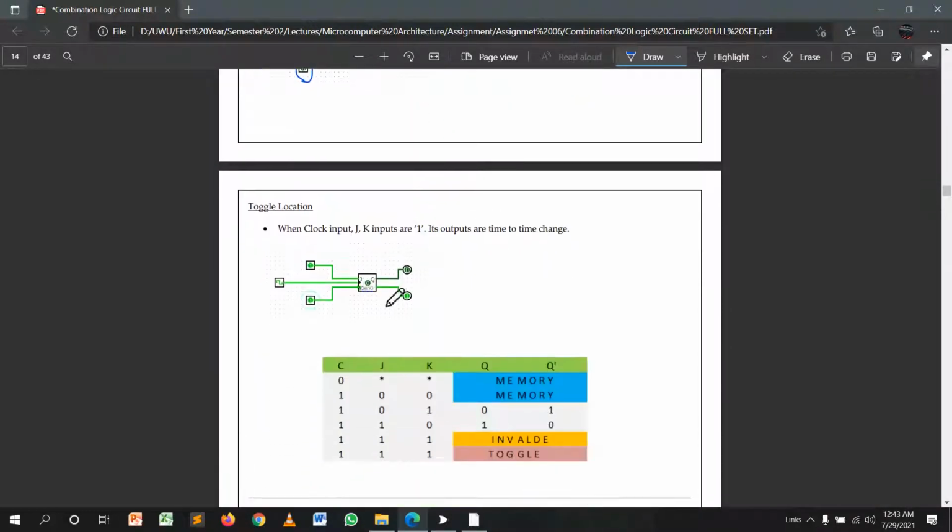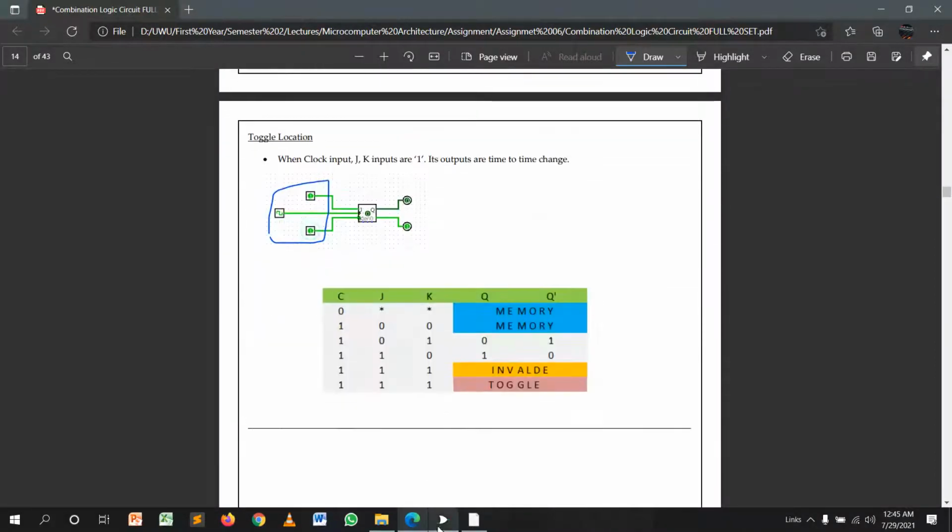But this JK flip-flop has a very special situation. It's a toggle, and it is typically an invalid situation when those three inputs are also 1. But this is the unique value of this toggle circuit. Its output changes from time to time. When one output is 1, the other output is 0 and then they swap. That's the unique type of this JK flip-flop.